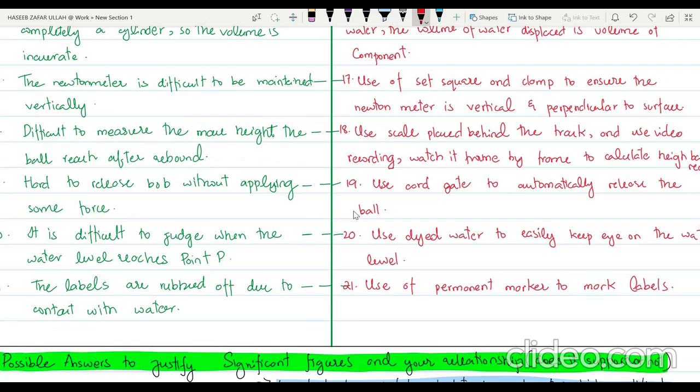So what we could do is dye the water so that we could easily keep an eye on the water level as it reaches P. The other point in the same scenario was that the labels were being rubbed off due to being in contact with the water. So we could use a permanent marker to make the labels.